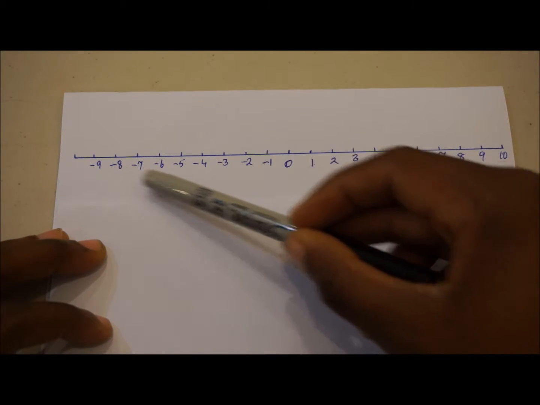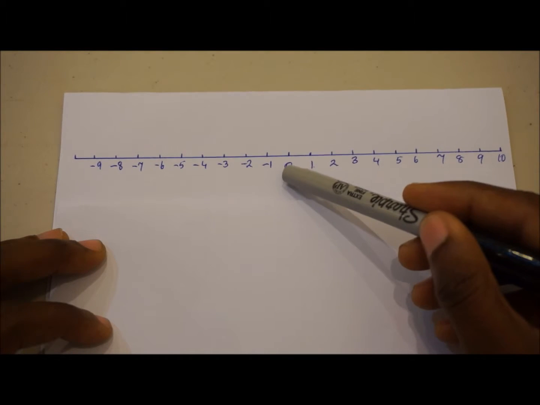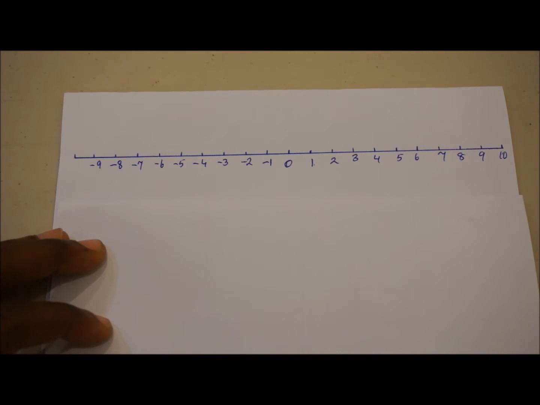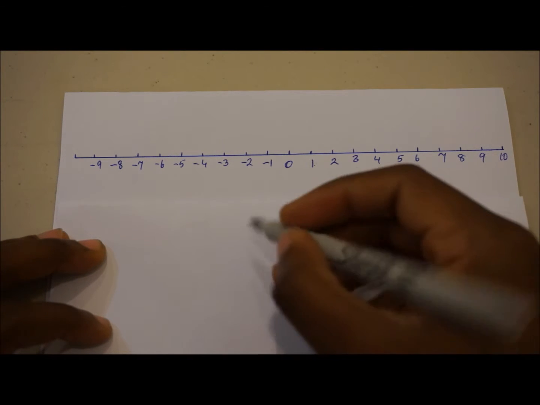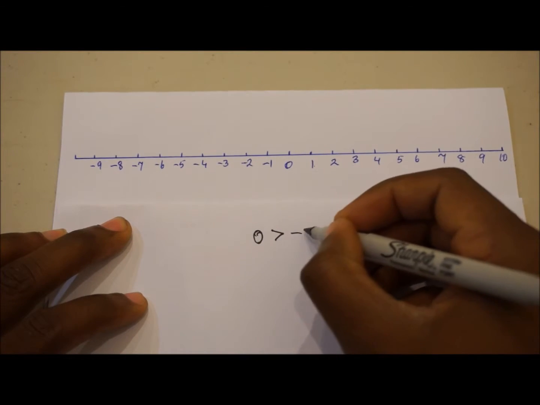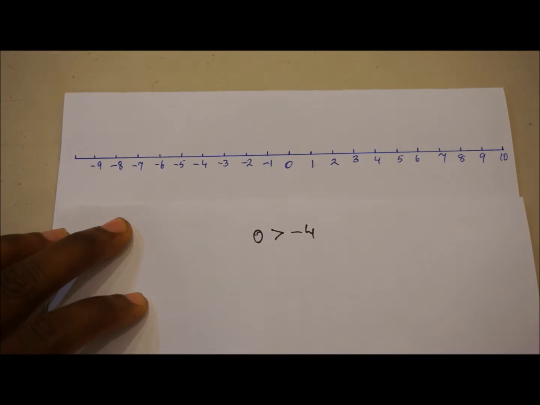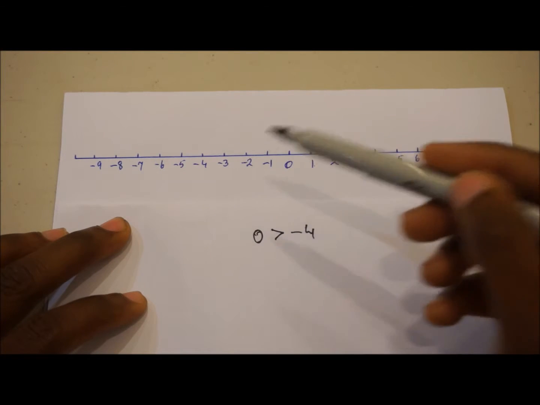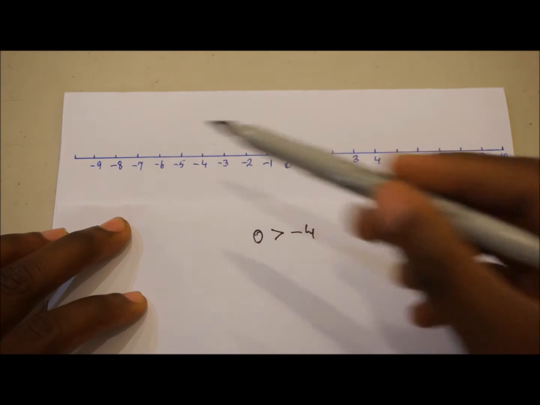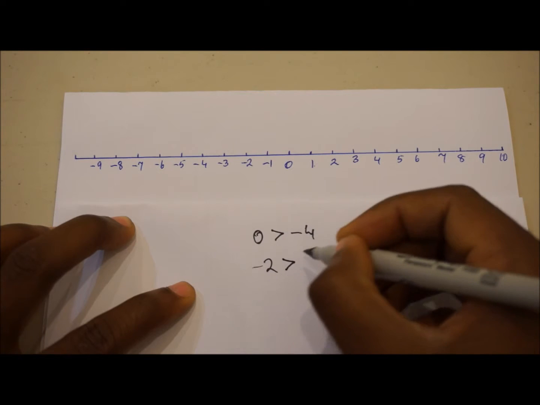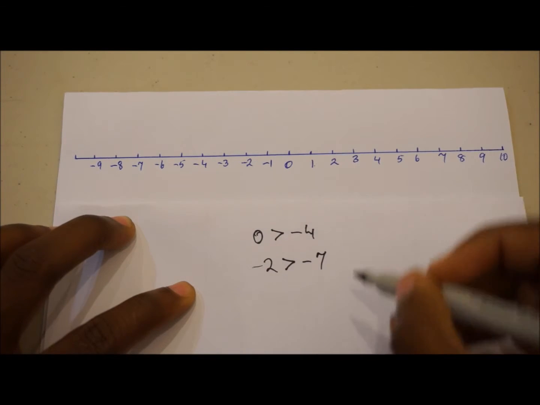The same is true down here. 0 is to the right of negative 4. This means that 0 would be greater than negative 4. Very important. Negative 2 is to the right of negative 7. Therefore, negative 2 is greater than negative 7.